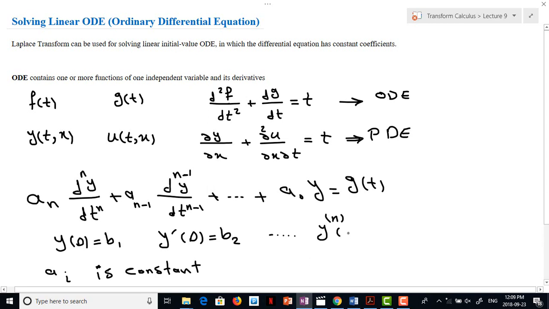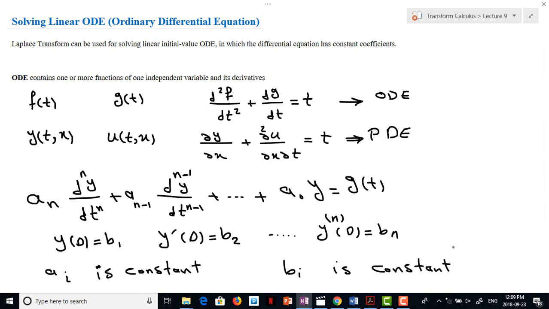The nth derivative of y at t equal to 0 is equal to bn. So in this case, bi is constant as well. So b1, b2, b3, and so on, they are all constant. So we can solve this equation using Laplace transform. Now we solve one example to see how it works.